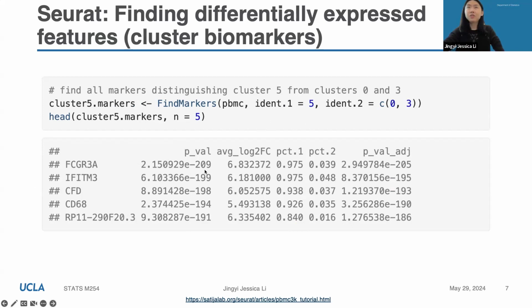So you see that these genes look super significant, right? P-values are very small, 10 to the negative 200 something. After the adjustment, they remain very small, but bigger. So same result for interpretation.